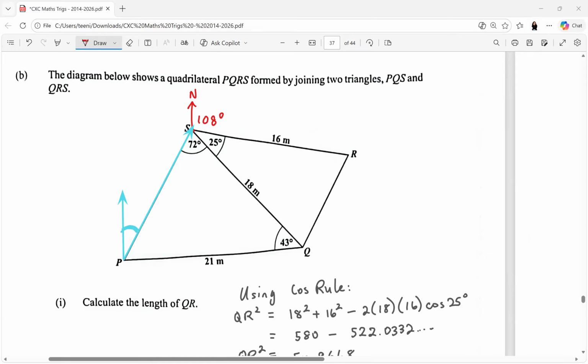Well, if this whole thing here is 205, then this one on the inside will be 360 take away 205, which is 155 degrees. And then remember, this angle and this angle are between the parallel north lines, and that means that they are supplementary, meaning that they add up to 180. So this angle here will be 180 take away 155, which is 25 degrees.